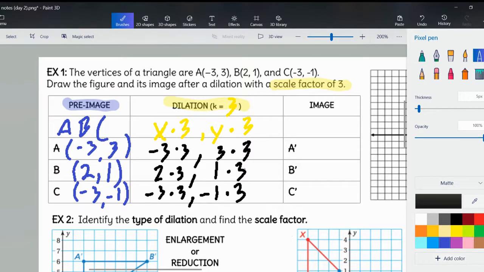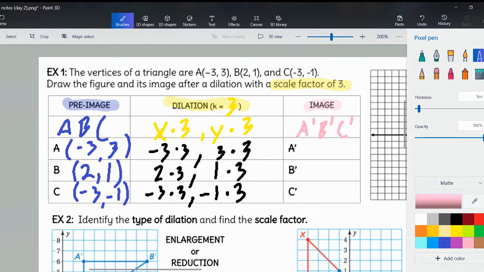Our image, we'll do in a pinkish color over here. That's going to be A prime, B prime, C prime. Remember those apostrophes always mean the prime. That's our new image. That's the new shape that we're getting.